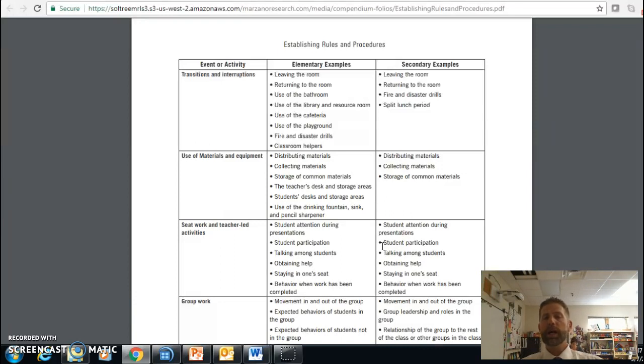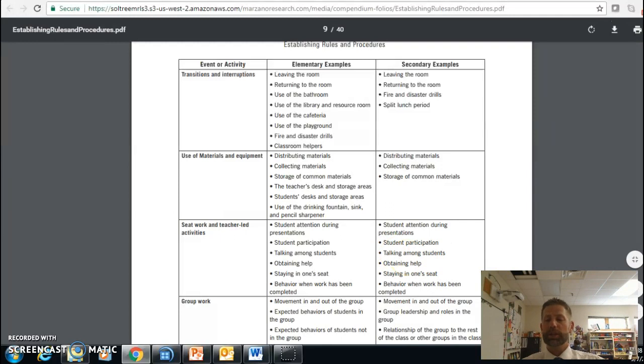The procedures that you might have in place in your classroom for use of material or equipment, especially with the Chromebooks being out, it's probably going to be worth your time to establish procedures on how you guys are going to best utilize that technology in your classroom. The next one is seat work and teacher-led activities. Setting clear procedures and expectations for your students on what they should be doing when they get that seat work will be time well spent, especially early on.